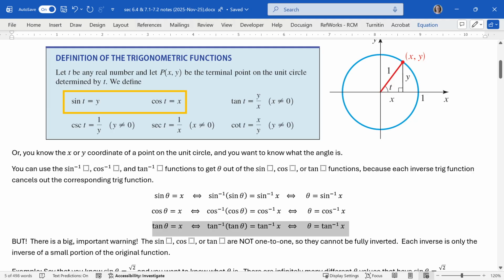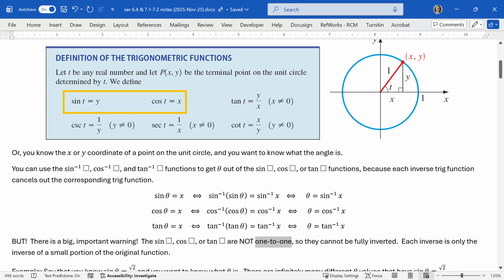You might remember that when we studied inverse functions, we first had to learn about the concept of one-to-one. So a one-to-one function is when each output, each y value, has only one corresponding x value. And you can test this using a horizontal line test on the graph of the function.